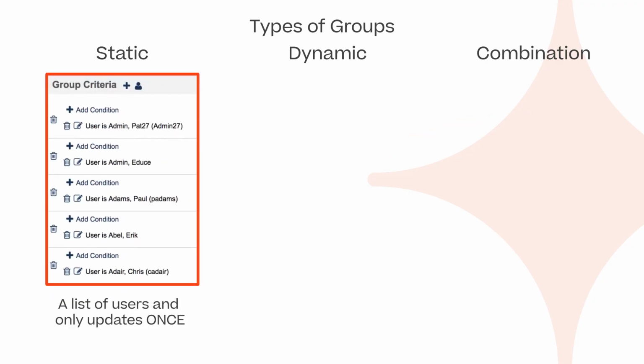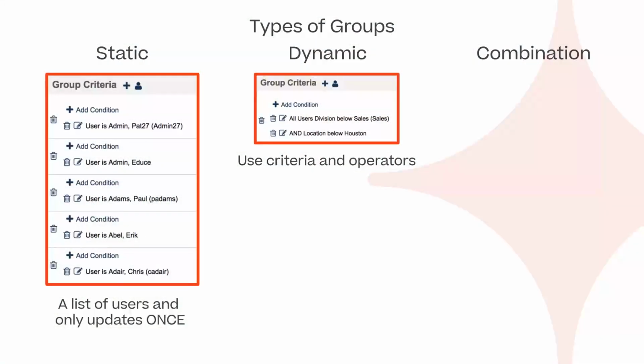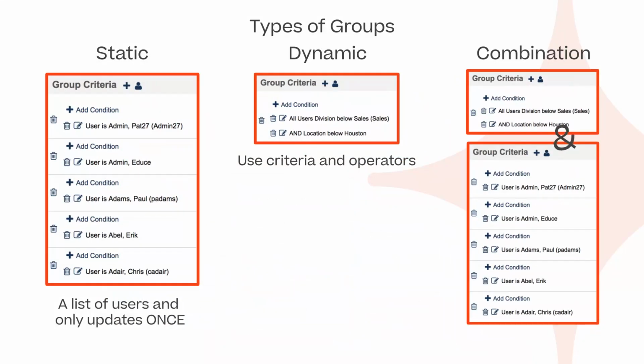There are 3 types of groups: static, dynamic, and combination. A static group contains a list of users and only updates once when it's first created and when the list of users is edited. Dynamic groups use criteria and operators. The users within a group are dynamically updated based on the user criteria every time the group is processed. Combination groups contain both static users and dynamic criteria.